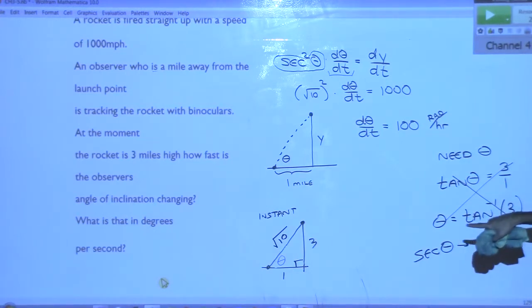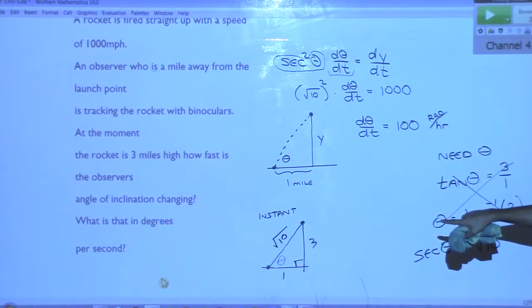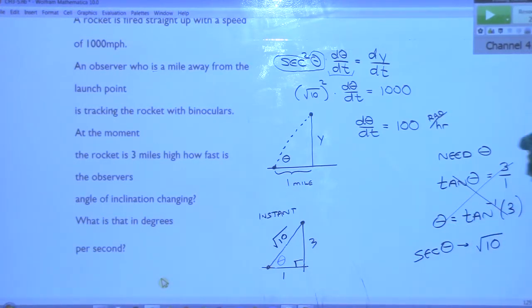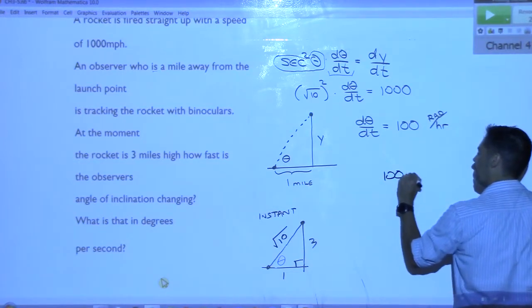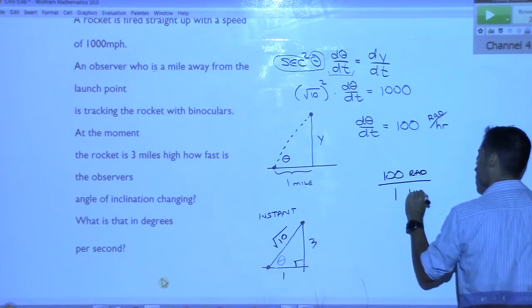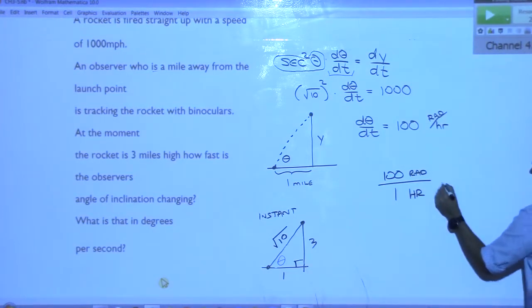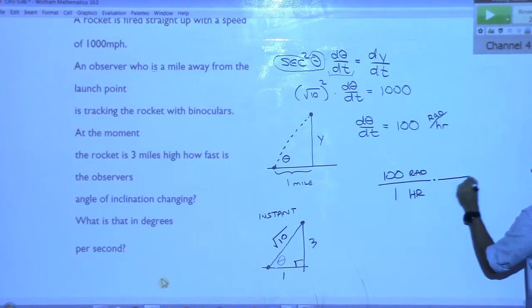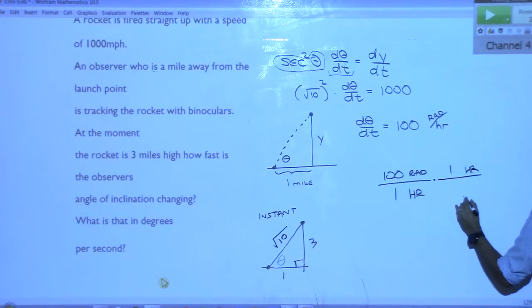All right, now I do ask what it is in degrees per second, right? That's the final question here. What is that in degrees per second? So we would have to finish this off. We would have to take 100 radians per 1 hour, HR, and convert it into degrees per second. So you have to do unit conversion here. So let's get rid of the hours first and get it to seconds. So the way we do that, we multiply by hour on top. 1 hour is how many seconds? Do you know?